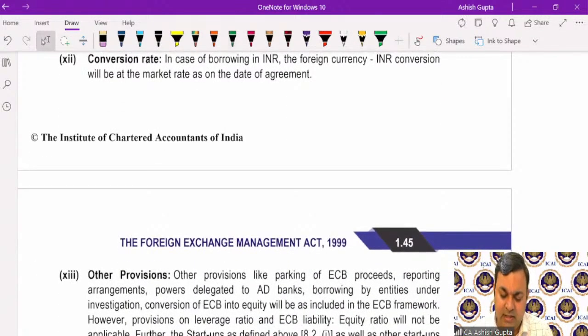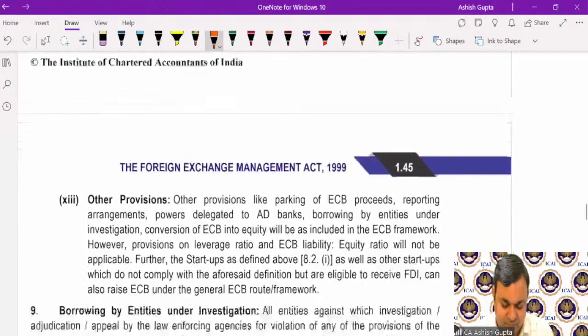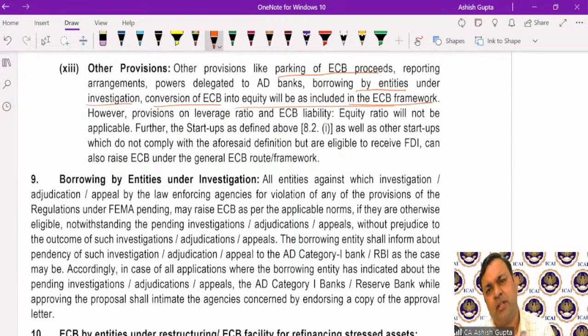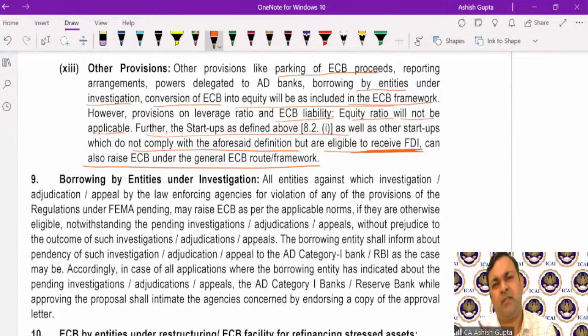Conversion rate. In case of borrowing in INR, the foreign currency to INR conversion will be at the market rate as on the date of the agreement. Other provisions like parking of ECB proceeds, reporting arrangement, powers delegated to AD banks, borrowing by entities under investigation, and conversion of ECB into equity will be included in the ECB framework, so we need to comply with those only. However, provisions on leverage ratio and ECB liability equity ratio will not be applicable. Further, startups are defined above. Other startups that do not comply with the aforesaid definition but are eligible to receive FDI are also eligible to receive ECBs.